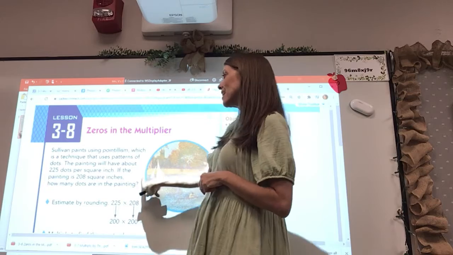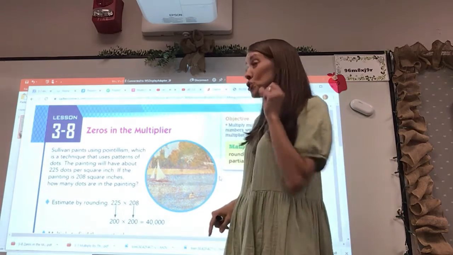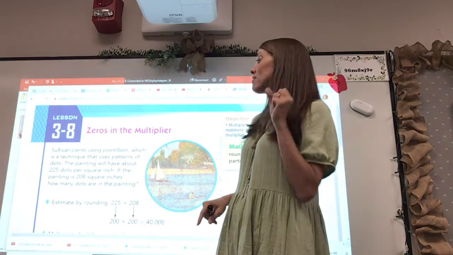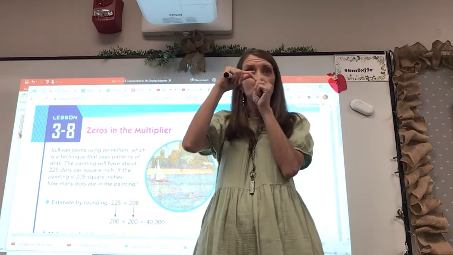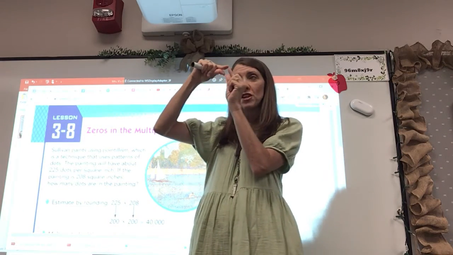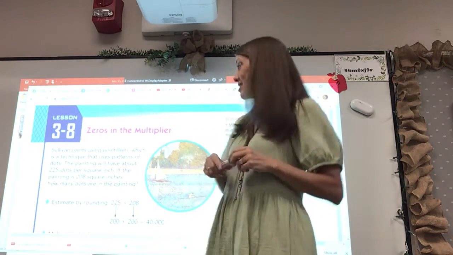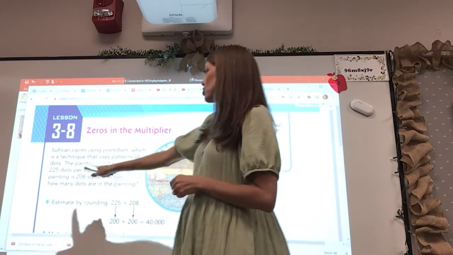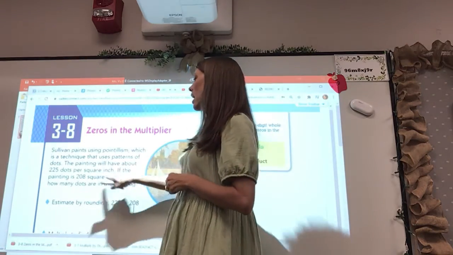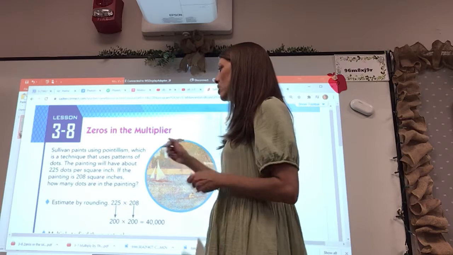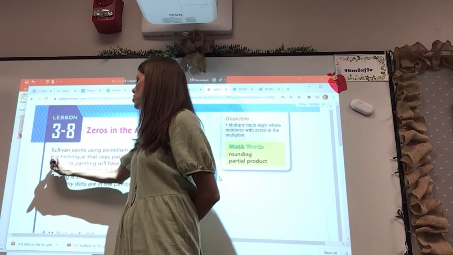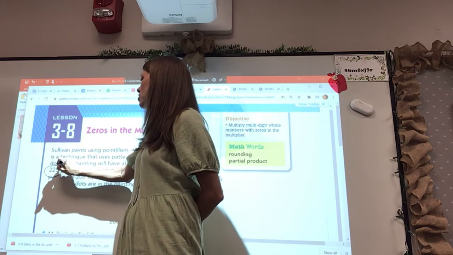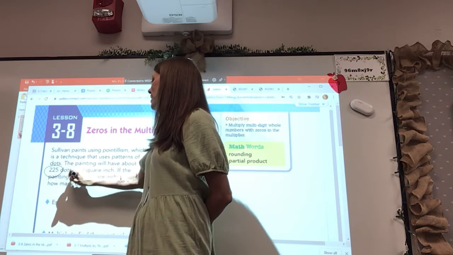The painting will have about 225 dots per square inch. That means in 1 inch, there's 225 dots. If the painting is 208 square inches, how many dots are in the painting? So you have 225 dots in 1 inch, but you have 208 inches.